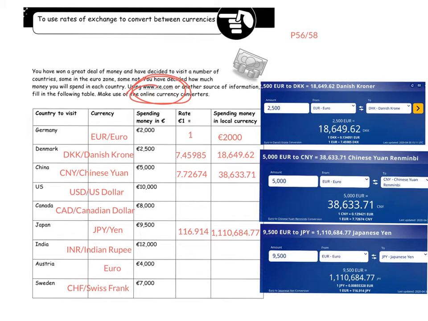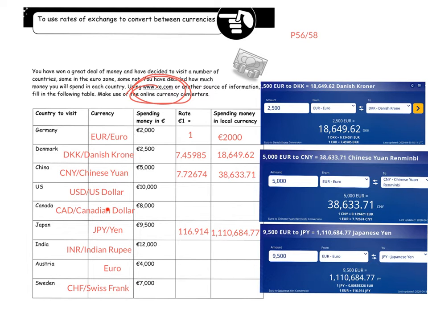And then let's see Japan. Let's convert euro to yen. You have the rate in here. You have it underneath, and then you have the answer. So try to put, let's say, US dollar in here and press the yellow button. You have 10,000, so don't forget to change the amount of money in here.